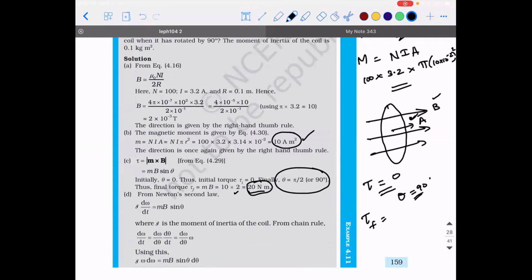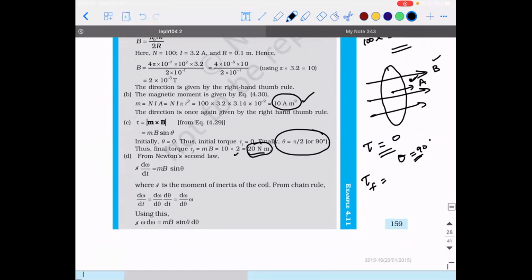Okay. Sir, I can't see the screen, sir. Others? It's visible, sir. It's visible, sir.